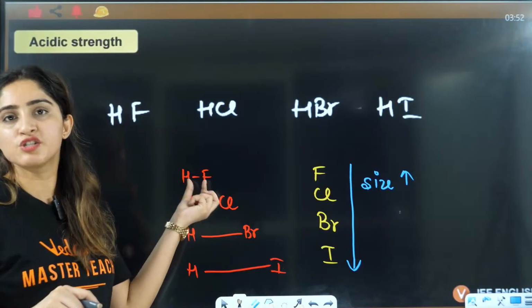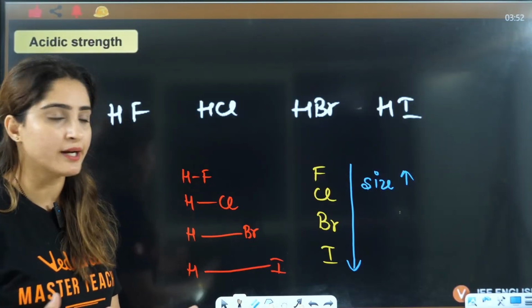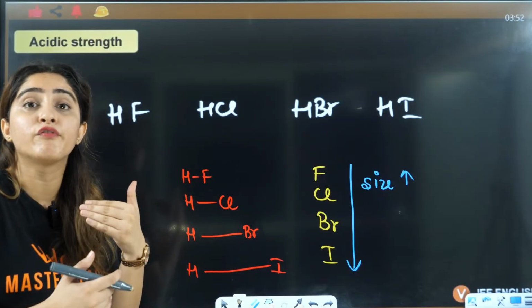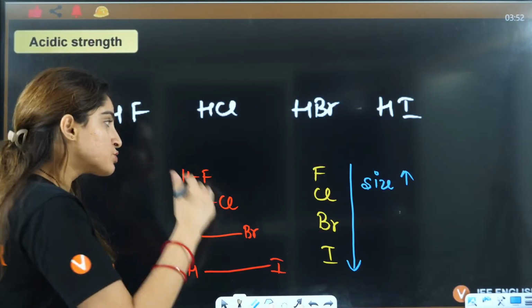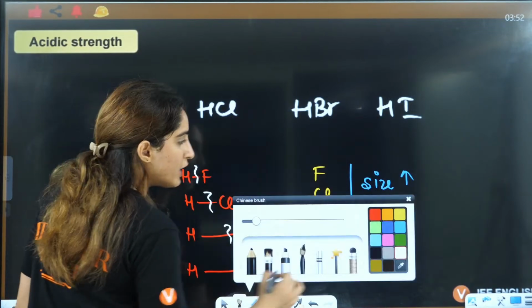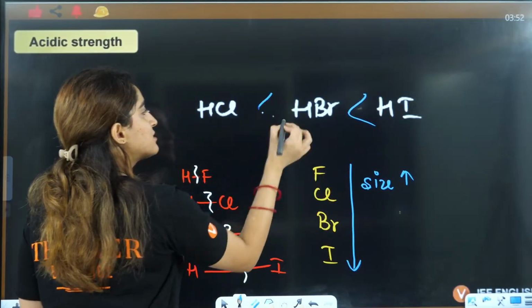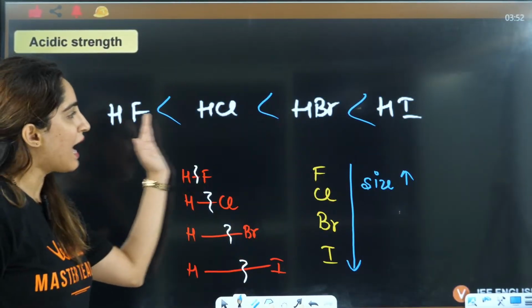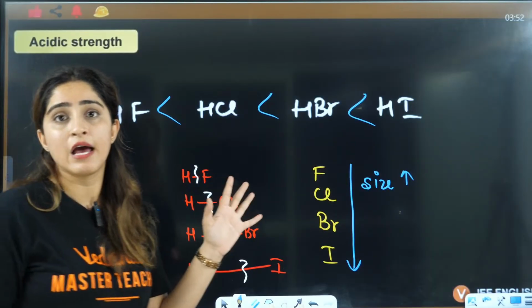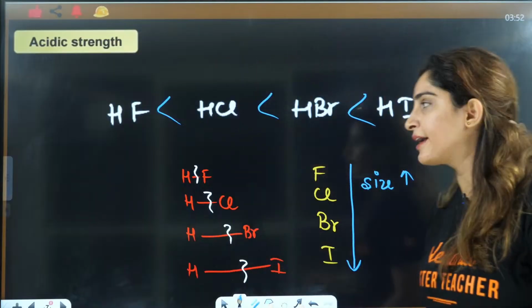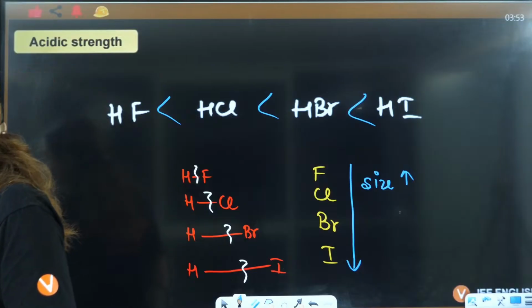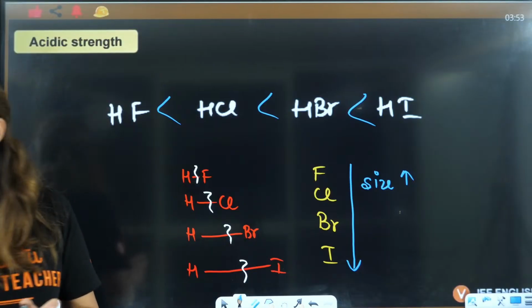Now if the bond length is short, it is very difficult to break it. If it is difficult to break, that will be a very weak acid because it will be very difficult to take out a proton from it. So to break these bonds, HI is the easiest one. That's why the acidic strength order will be HI, HBr, HCl and HF. And down the group in the hydrides, this is always going to be the acidic strength. Right everybody? Now let's talk about the second one.